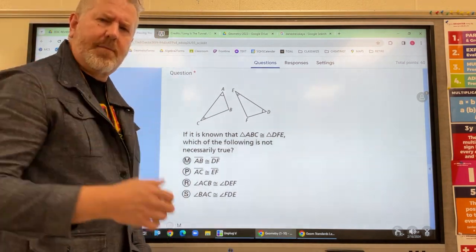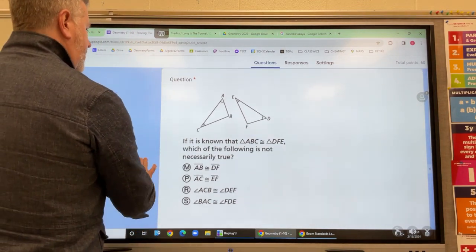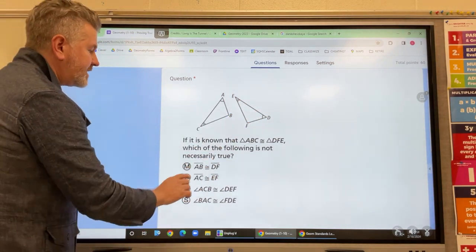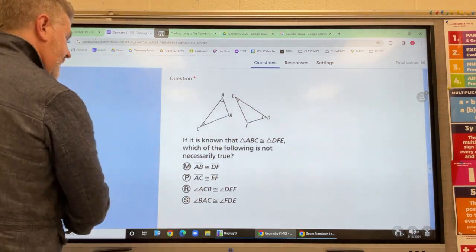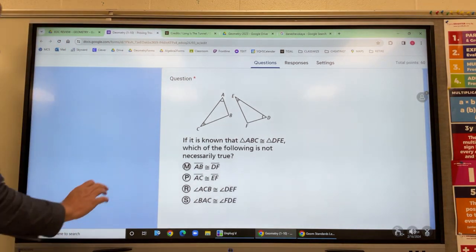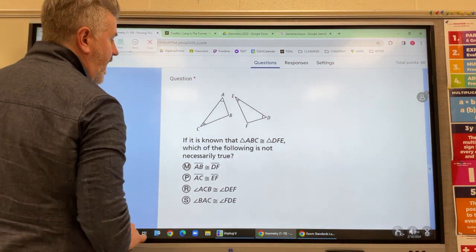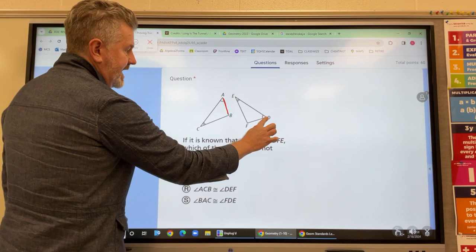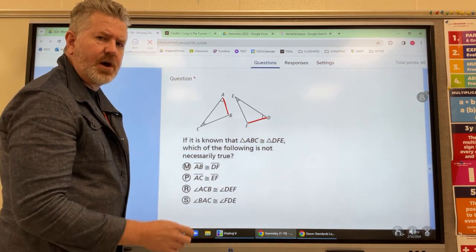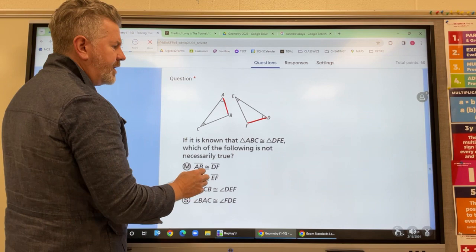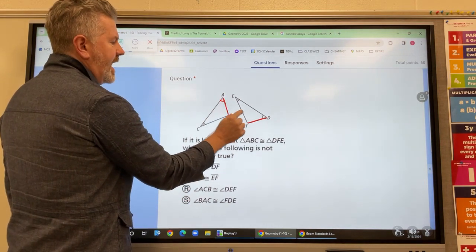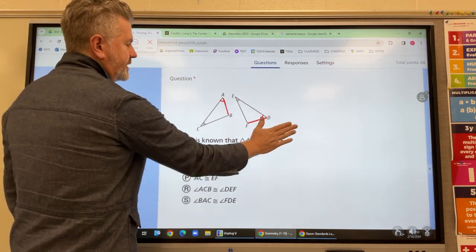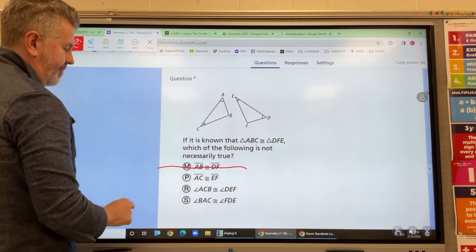This one didn't take any more than about 10 minutes or so, right? Okay, it is known that these two triangles are congruent. Which of the following is not necessarily true, all right? If it's known that the triangles are congruent, which statement is not true? AB is congruent to DF. AB and DF. Those seem to be corresponding parts. So we're going to call those congruent. They go from the single arc to the corner that isn't marked, single arc to the corner that isn't marked. Those correspond. So it's definitely not that one.